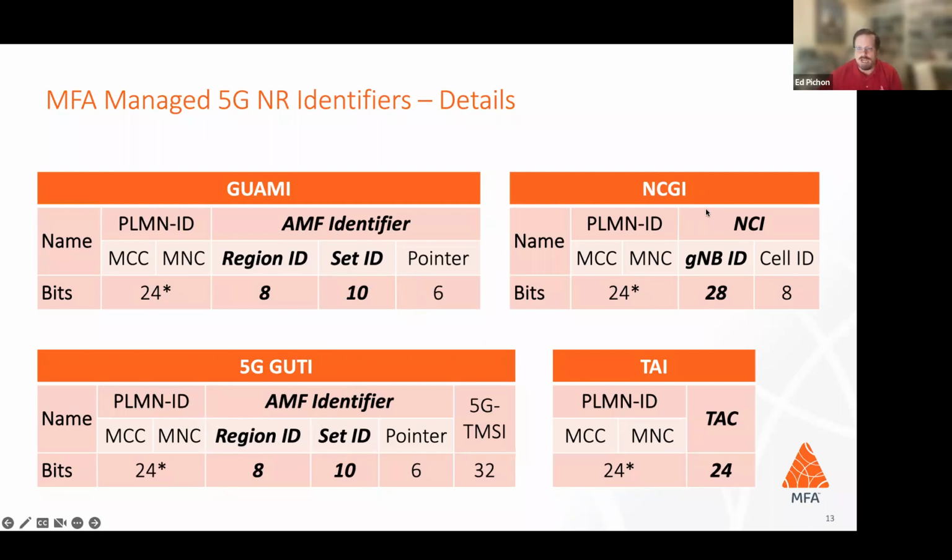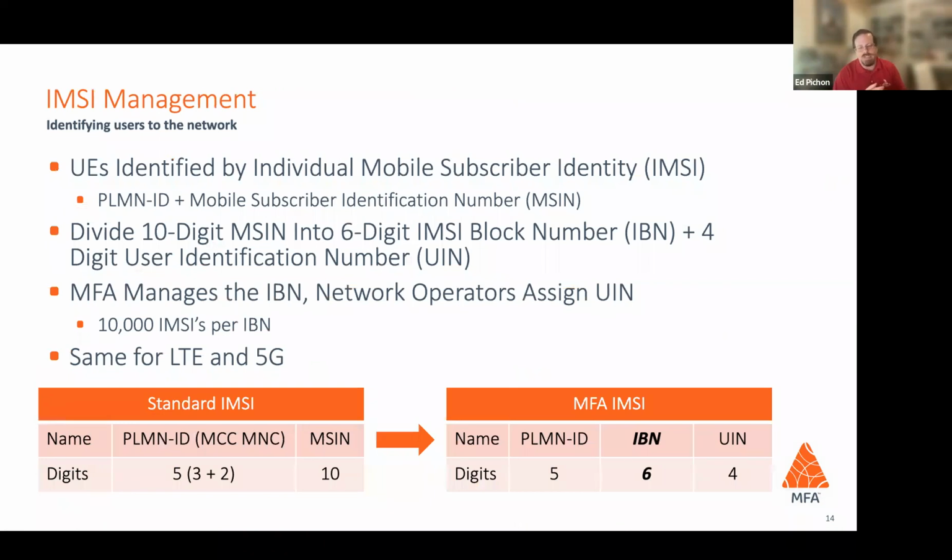In the NCGI, the cell global identifier, there's a gNodeB ID that we manage. And for the tracking area identifier, we manage the component called the tracking area code, or TAC. So we manage these components. That means that if you're using our shared HNI and one of these managed components, we only assign each identifier once. And that means you don't have to worry about network collisions in your small network or private network deployments.